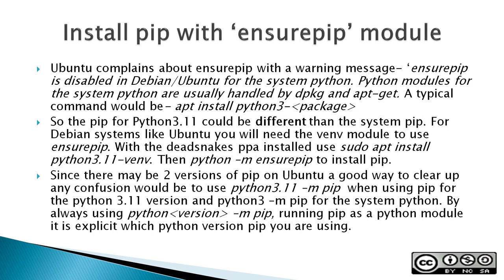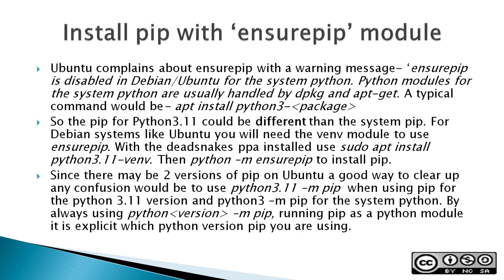So the pip for Python 3.11 could be different than the system pip. For Debian systems like Ubuntu, you will need the venv module to use ensurepip. With the Deadsnakes PPA installed, you would use sudo apt install python3.11-venv and then python -m ensurepip to install pip.